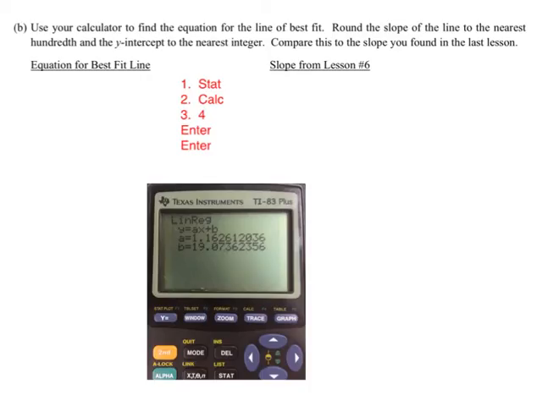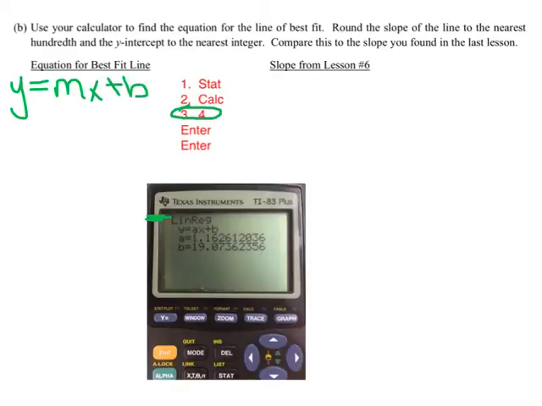Part B. Use your calculator to find the equation for the line of best fit. Round the slope of the line to the nearest hundredth and the y-intercept to the nearest integer. Compare this to the slope you found in the last lesson. I would like you to write these calculator strokes down. Stat, calc, this one's new. Stat, calc, you know how to do that. Then hit 4. 4 is my linear regression. Then hit enter, enter. Remember, equation of a line is y equals mx plus b.